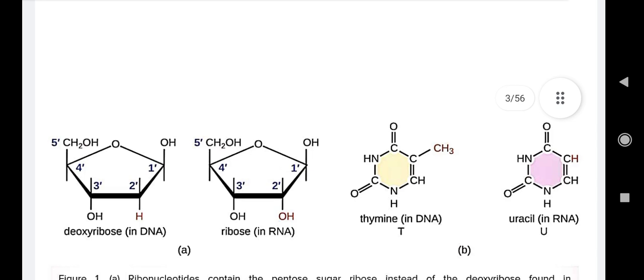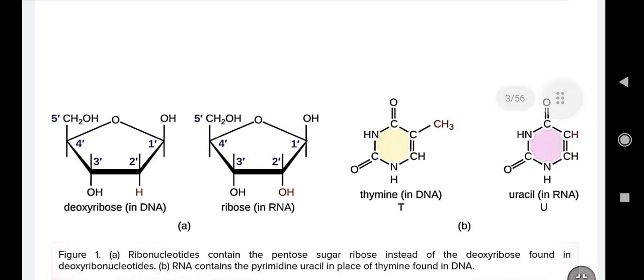In the A figure you can see that RNA consists of a ribose sugar, whereas DNA consists of deoxyribose sugar. It's only at the 2' position that you can see the hydroxyl group is missing in deoxyribose sugar, whereas in ribose sugar that hydroxyl group is present. And that is the main reason why RNA is not stable at alkaline pH, because this OH group at the 2' position can interact with the bases in alkaline solution, and that can hamper their stability.